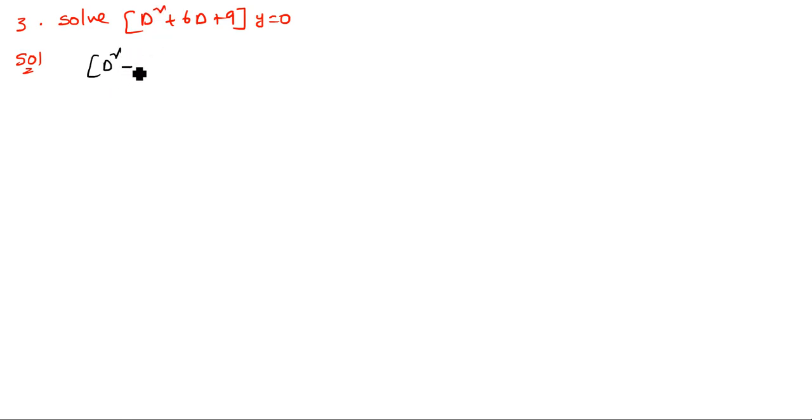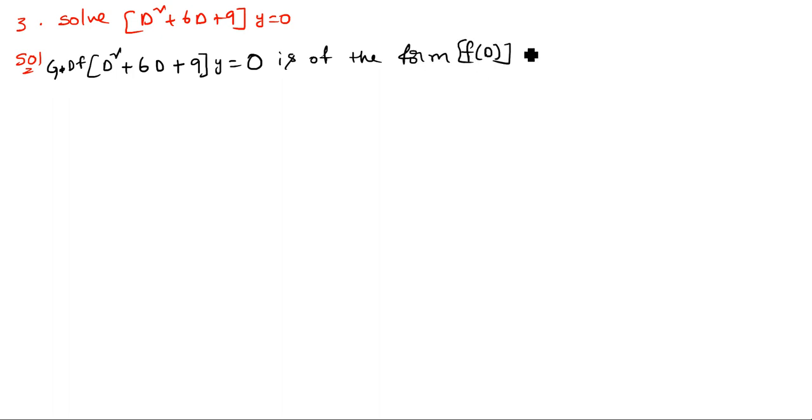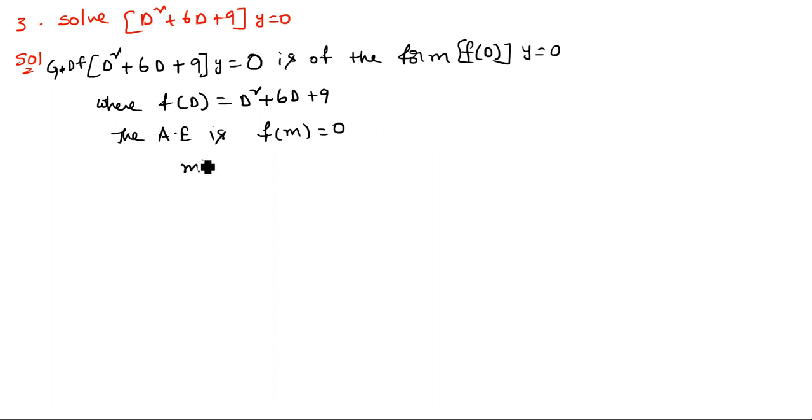So the given differential equation is d square plus 6d plus 9 into y equals to 0. Here also Q of x is 0, of the form f of d into y equals to 0, where f of d equals to, what is f of d here? d square plus 6d plus 9. Take the auxiliary equation. The auxiliary equation is f of m equals to 0. That implies m square plus 6m plus 9 equals to 0.